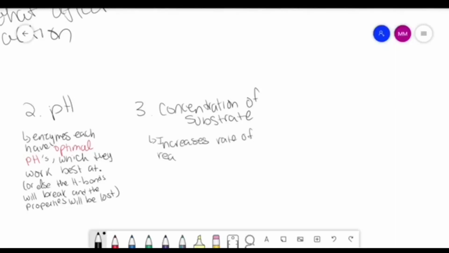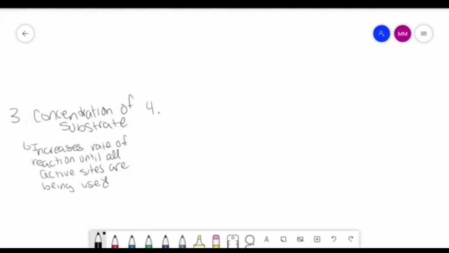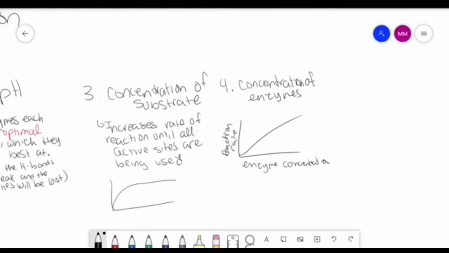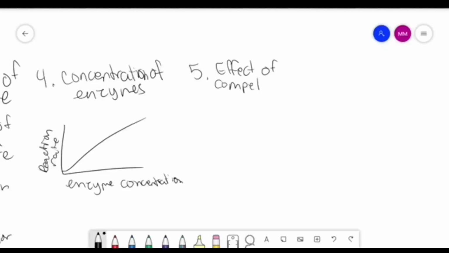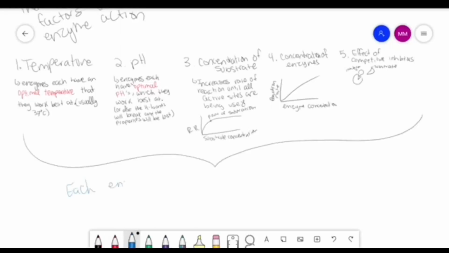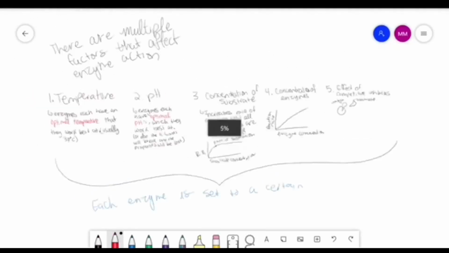Concentration of substrates is another one. As more substrates are added, the rate of reaction will increase until all the active sites are used. Similarly, concentration of enzymes. The more enzymes, the higher the rate. This is different than concentration of substrate, where there's a point of saturation. And number 5 is the effect of competitive inhibitors. Competitive inhibitors can really stop reactions from occurring by blocking substrates from getting to the active site. All of these factors are possible ways for enzymes to stop working.